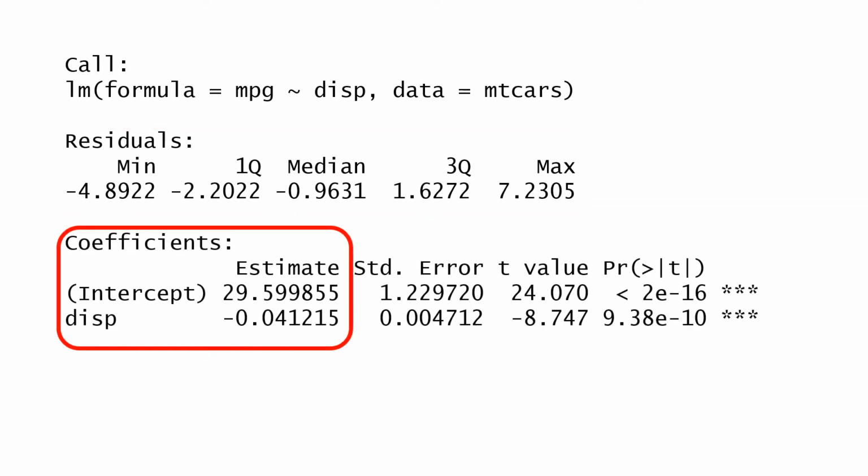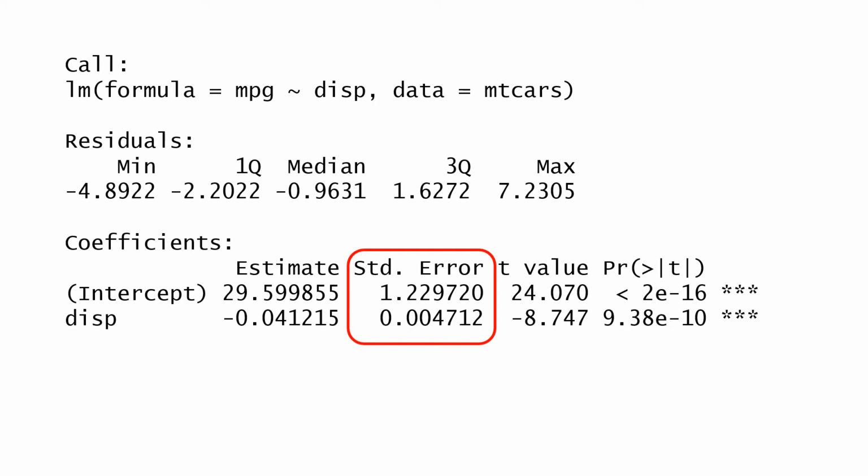Below that, you see the regression coefficients. The sample intercept is 29.6 rounded, and the sample slope is negative 0.04 rounded. In most regression problems, the intercept is not very informative, but it's necessary in the regression formula to be able to predict y. The intercept is where the regression line crosses the y-axis. In this case, it's the average miles per gallon when displacement equals 0. Now, this makes no practical sense because you can't have an engine with 0 displacement, but it needs to be in the formula to calculate the miles per gallon.